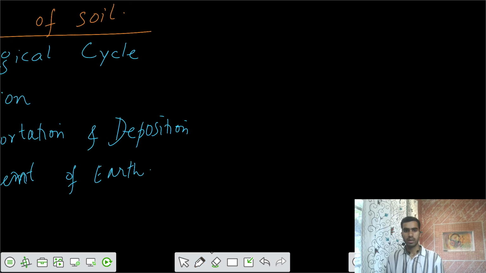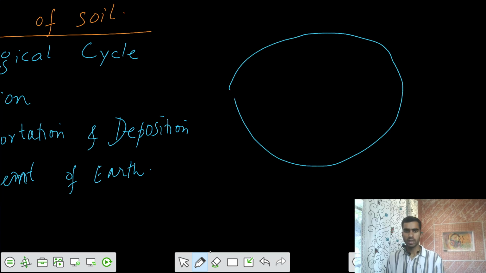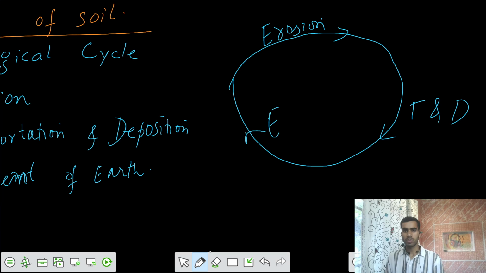Now, there are three phases, so I can have a cycle. There we have first phase, that's erosion. After that we have transportation and deposition. After that we have earth movement. So that's your geological cycle.